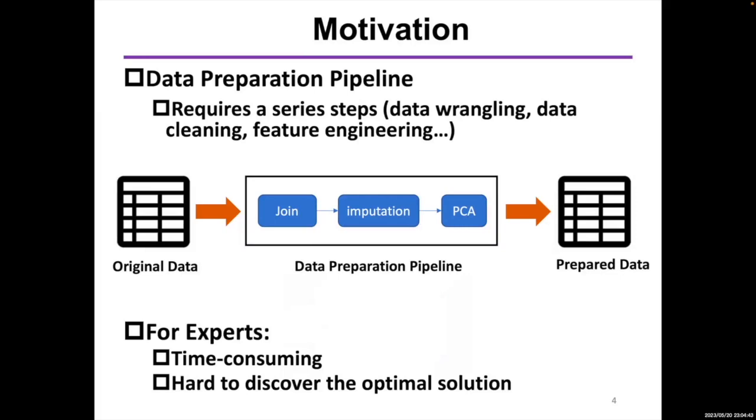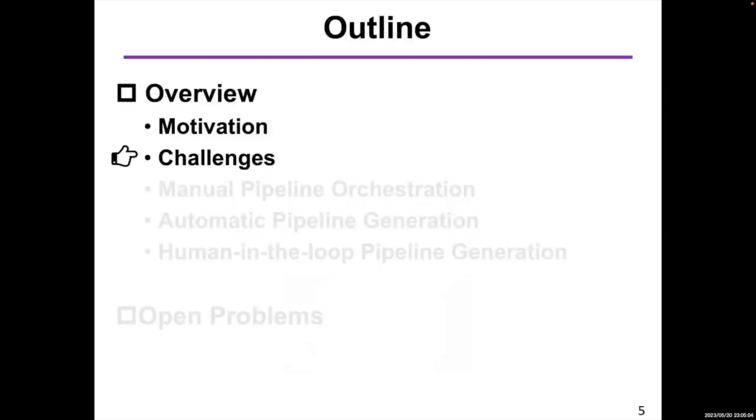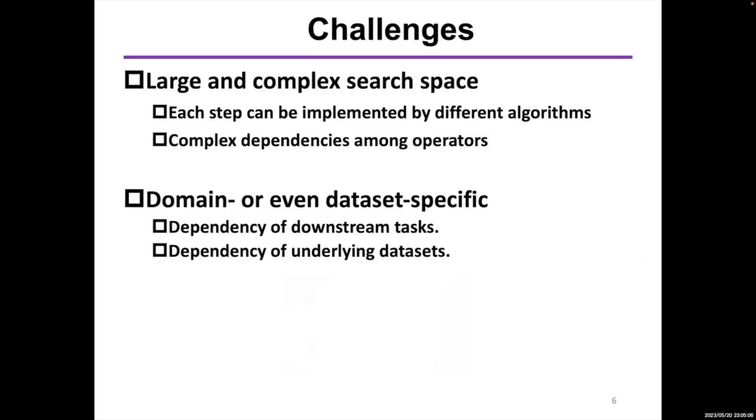To generate prepared data, a data scientist first joins multiple tables. Then, she fills missing values and finally reduces dimensionality via PCA. Traditionally, the pipeline is always orchestrated by experts, which is time-consuming and makes it hard to discover the optimal solution. So we have two challenges.